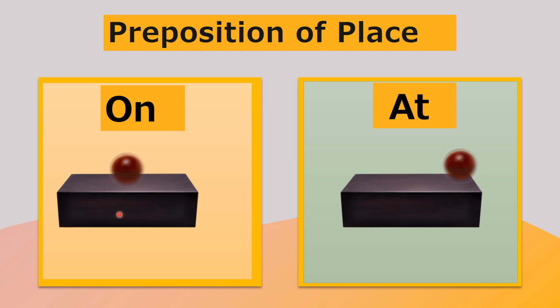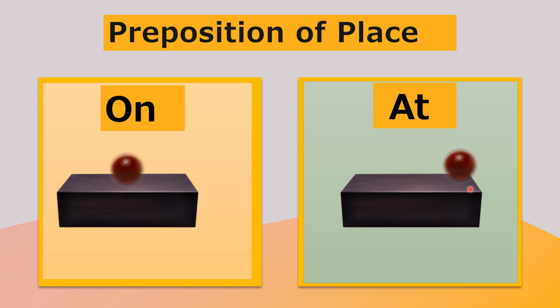The cat is sitting on the table, right? Now next is at. In the same way, the box is here. The ball is kept on the upper level of the box. The ball is touching the surface of the box, but it is not kept anywhere. It is kept at a particular place, a particular small place.